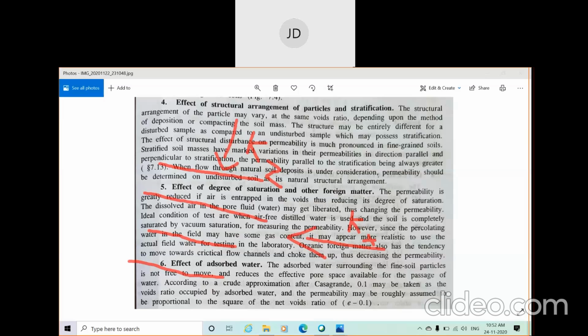So the coefficient of permeability parallel to the stratification may not be similar to the coefficient of permeability in the perpendicular direction. Got my idea? That means when it comes to stratified soil, K, the coefficient of permeability, depends on stratification also. That is the main point that you have to understand. Okay? Fine.